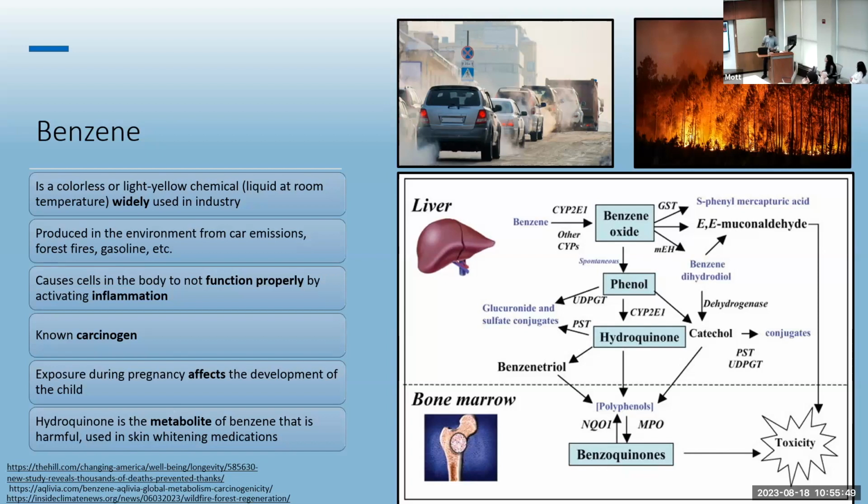Benzene is metabolized in the liver. From the liver, it forms different types of metabolites, such as benzene oxide, phenol, hydroquinone, and benzoquinones. Exposure during pregnancy is known to affect the development of the child.